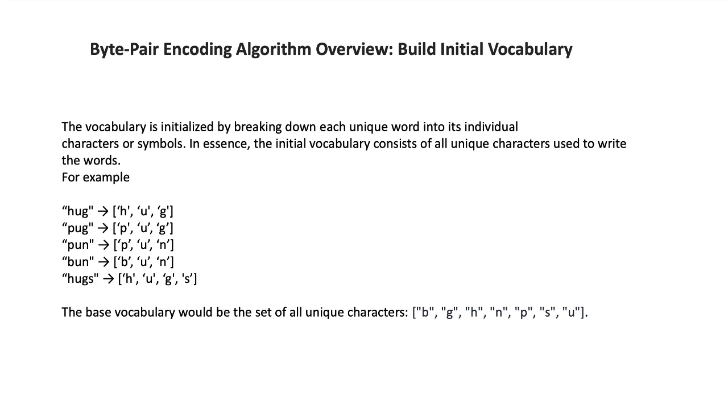Once we have our unique words, the next step in byte-pair encoding is to break each word down into its individual characters. This is how we build the initial vocabulary. It's all the unique characters that appear in the dataset. For example, hug becomes H, U, G, pug becomes P, U, G, pun becomes P, U, N, bun becomes B, U, N, and hugs becomes H, U, G, S. So if we list out all the unique characters, our starting vocabulary would be B, G, H, N, P, S, and U. This base vocabulary is the foundation that the BPE algorithm will build on in the next steps.